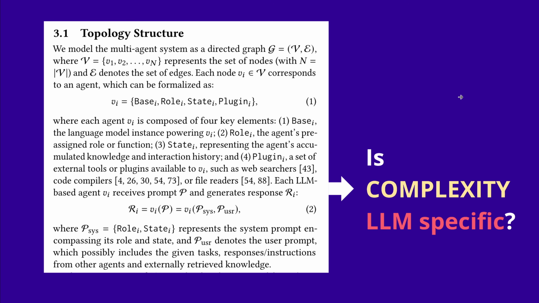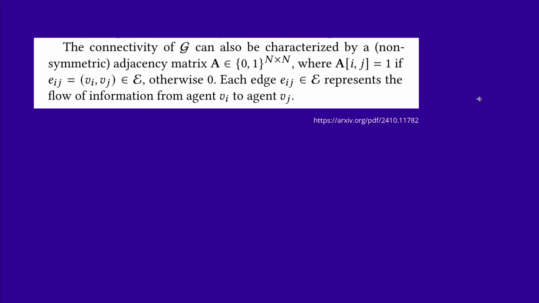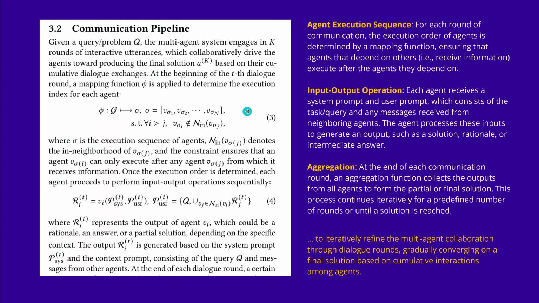And now again, is complexity LLM specific? Because remember, we have one brain in the loop and only one brain, and it is an LLM. Then, of course, if we have the nodes and the edges, we need an adjacency matrix. This just indicates the connectivity of our complete graph. And this, I think, is from mathematics. Now, let's focus on the communication pipeline.